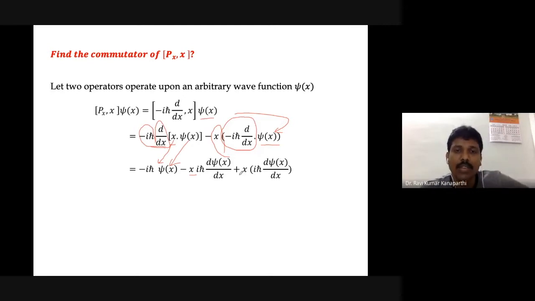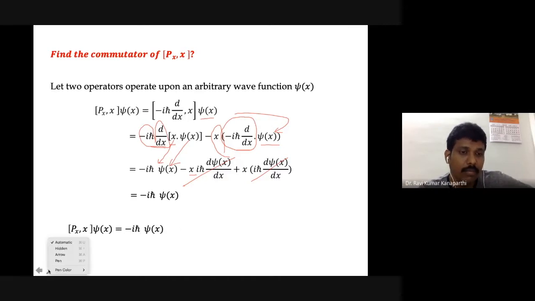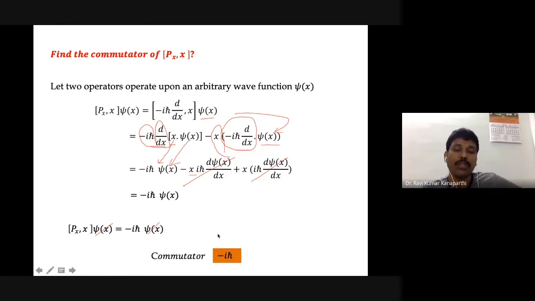Okay, so now you can easily make out that both these quantities are equal. Therefore, what you get is the answer: minus iħ psi of x. That means the commutator [px, x] is given by minus iħ psi of x. Since these are arbitrary functions, you can cancel out psi of x, and the commutator is minus iħ.